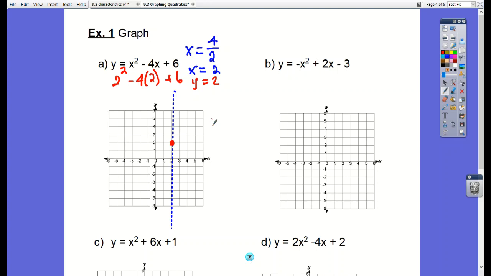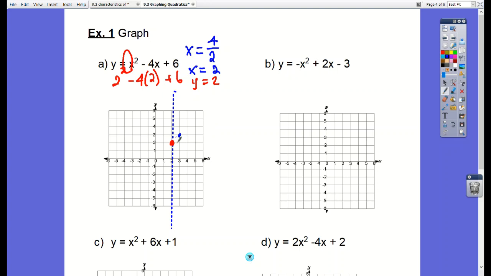Everybody, is this graph going to open up or down? And how did you know that? Because this a value, which is a 1, is positive. So you know the graph opens up, and then we just think about that counting pattern. All we're going to do to find our points is go up 1, right 1. That's the first point.